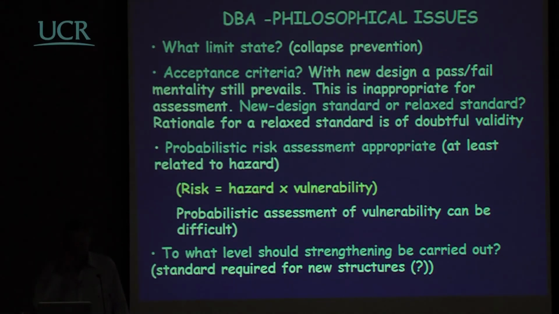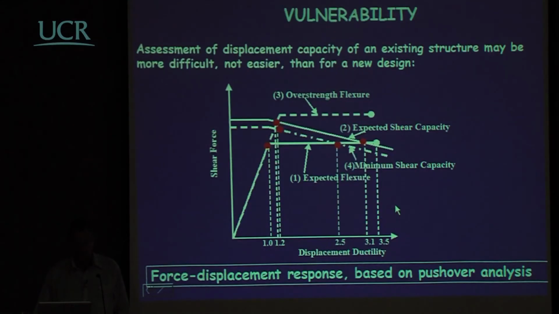Probabilistic assessment of vulnerability can be difficult, as we'll see in a minute. Talking about risk being hazard times vulnerability: once we've determined the performance of a structure as assessed, to what level of strengthening should we carry out for the structure? The same standard as for new structures or something different?